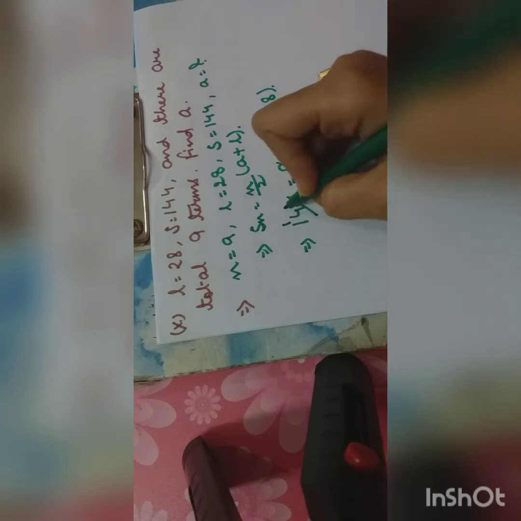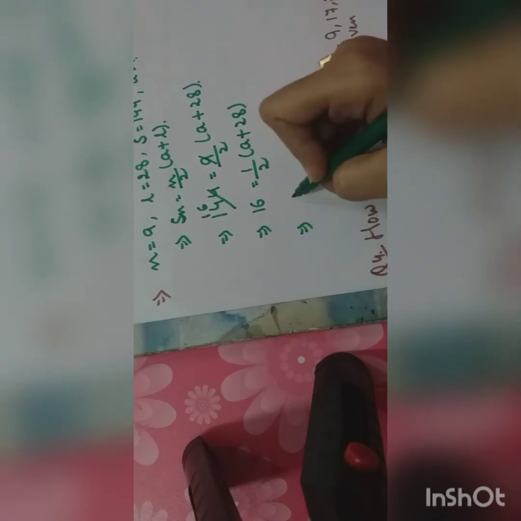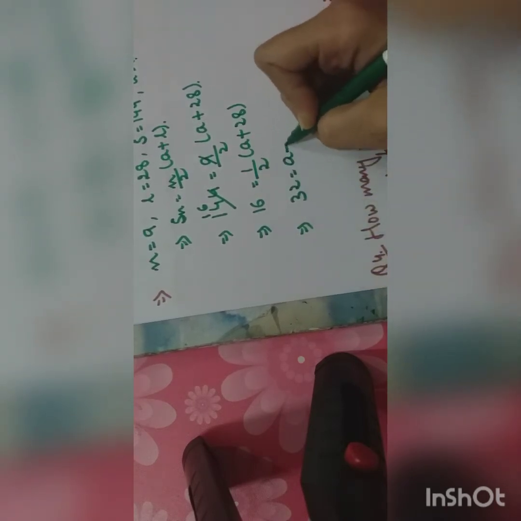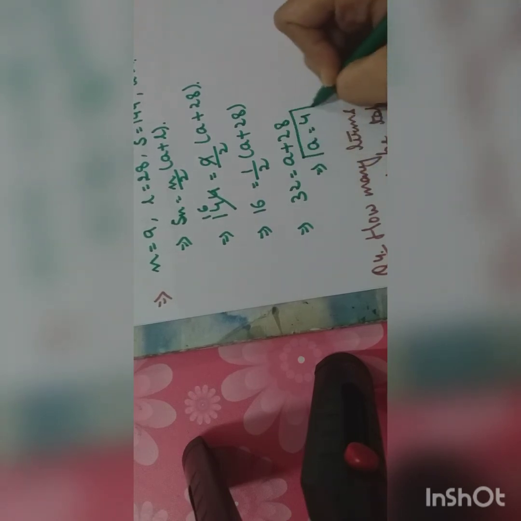So on the LHS and RHS, I am simplifying by 9. So 9 ones are 9 and 9 sixes are 54. So 16 equals half into (A plus 28). So on cross multiplication, 16 into 2 will be 32 equals A plus 28. So the value of A will be what? 32 minus 28, that is 4. Value of A will be 4. 4 will be my answer. Hope it is clear till here.